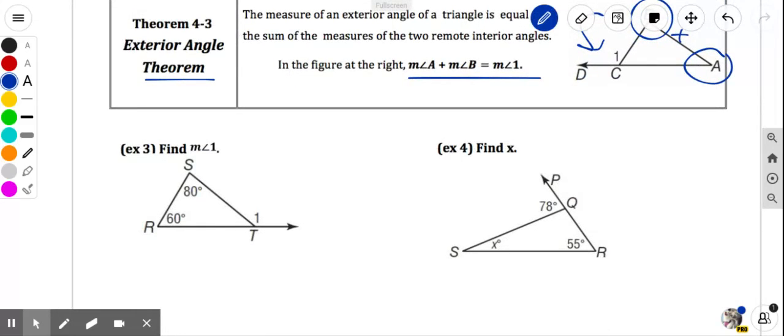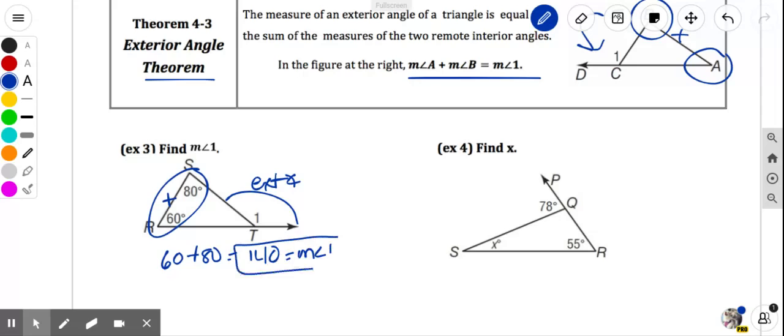So it says find the measure of angle 1. Well, angle 1 is an exterior angle. And these are remote interior angles. So all I have to do is just add 60 plus 80, and it gives me 140. And that is the measure of angle 1. Easy as that.